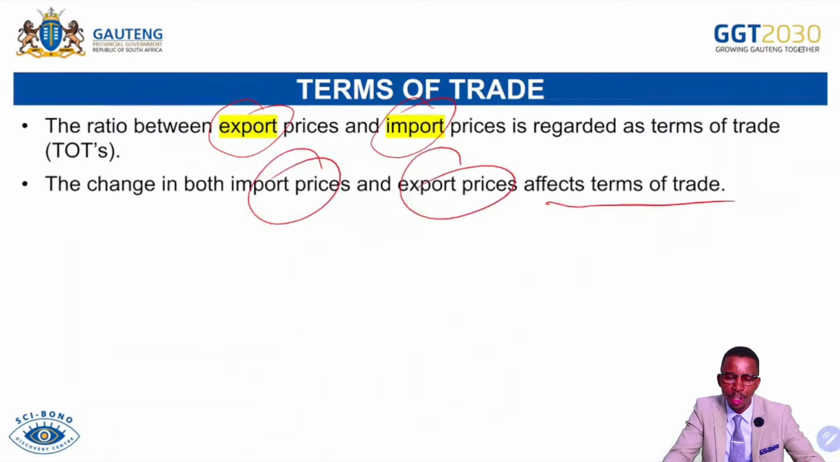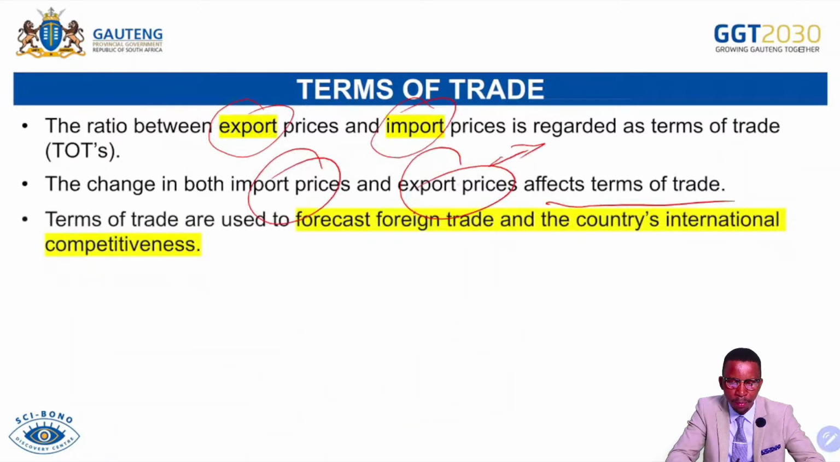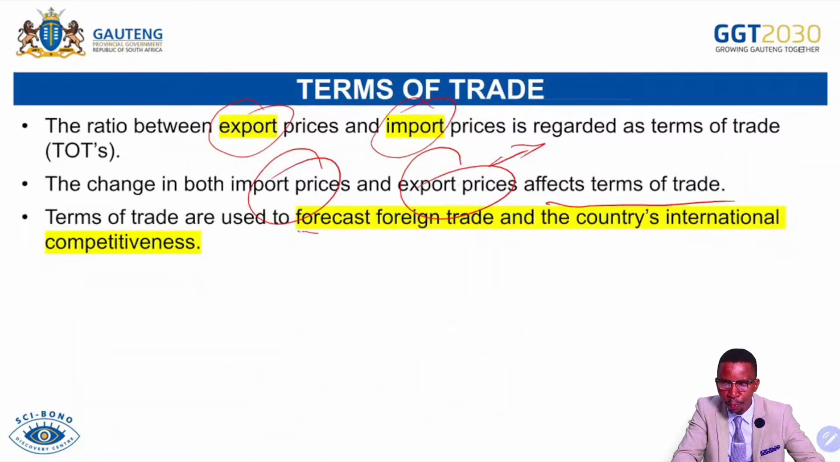So like I've mentioned before, if import prices are increasing faster than export prices, that will be causing what we call the decline in terms of trade. But if export prices are increasing faster than import prices, that will be causing the increase in terms of trade. Terms of trade are used to focus foreign trade and the country's international competitiveness.